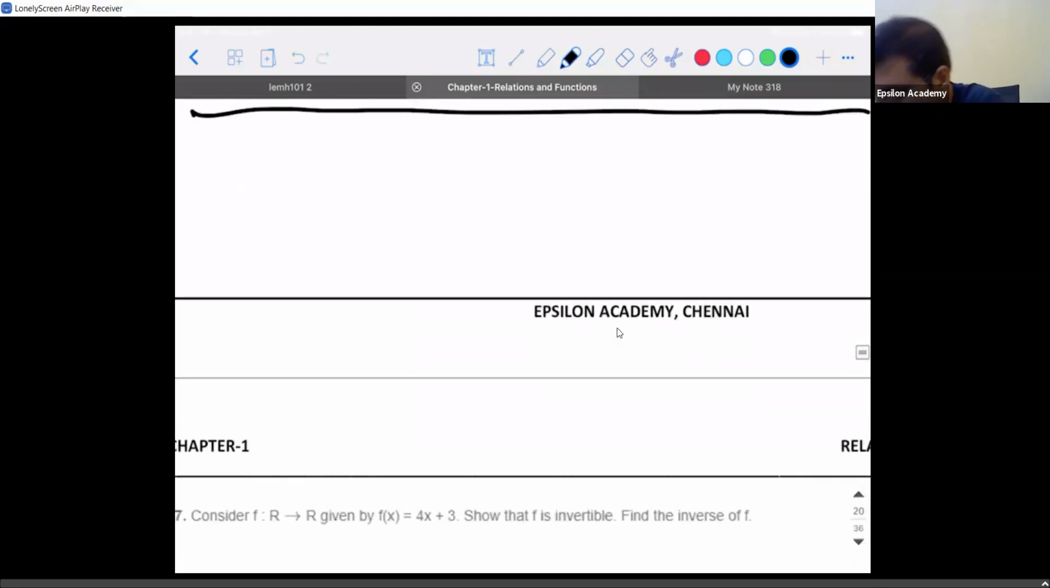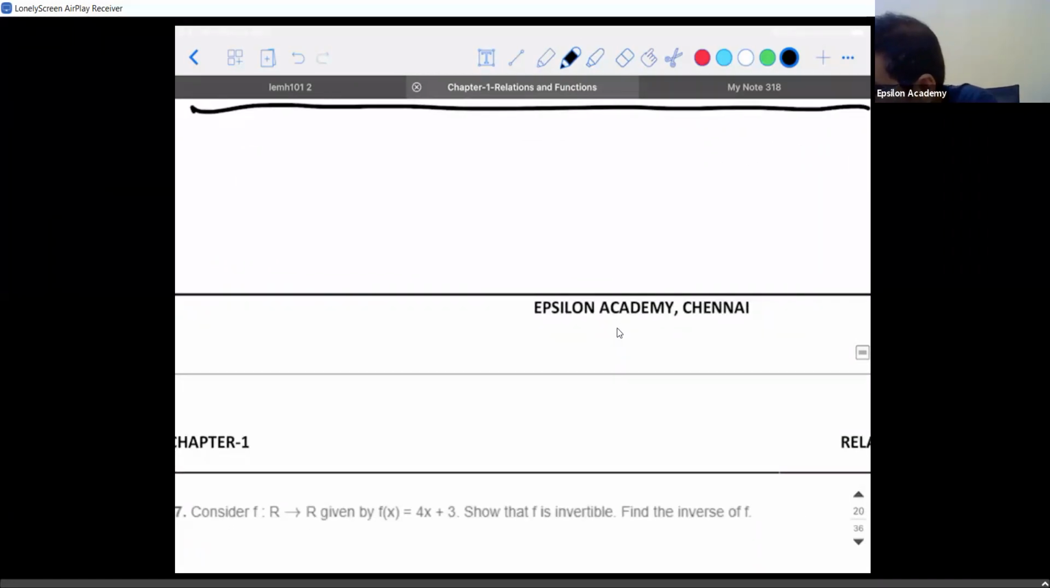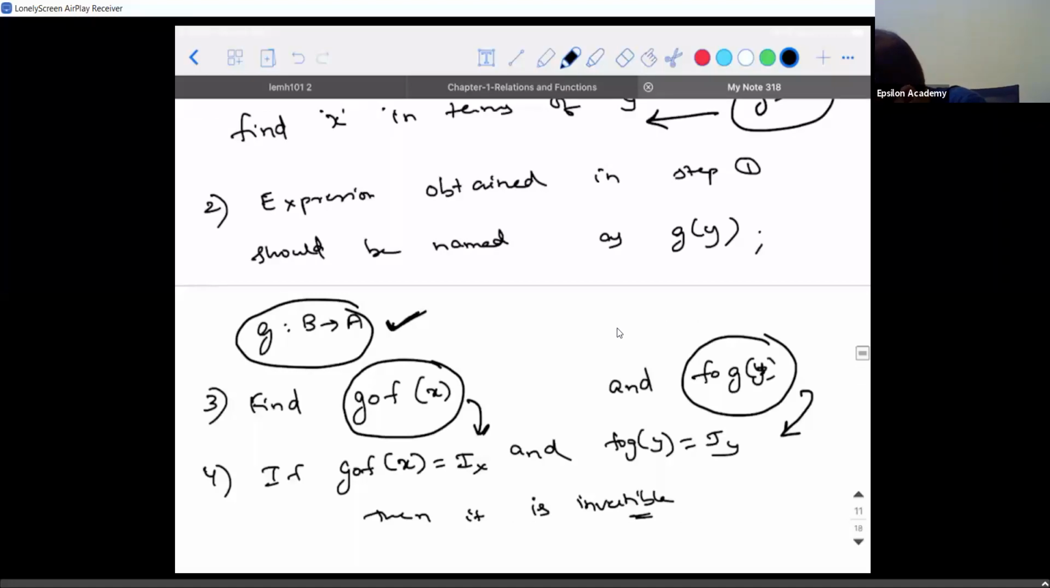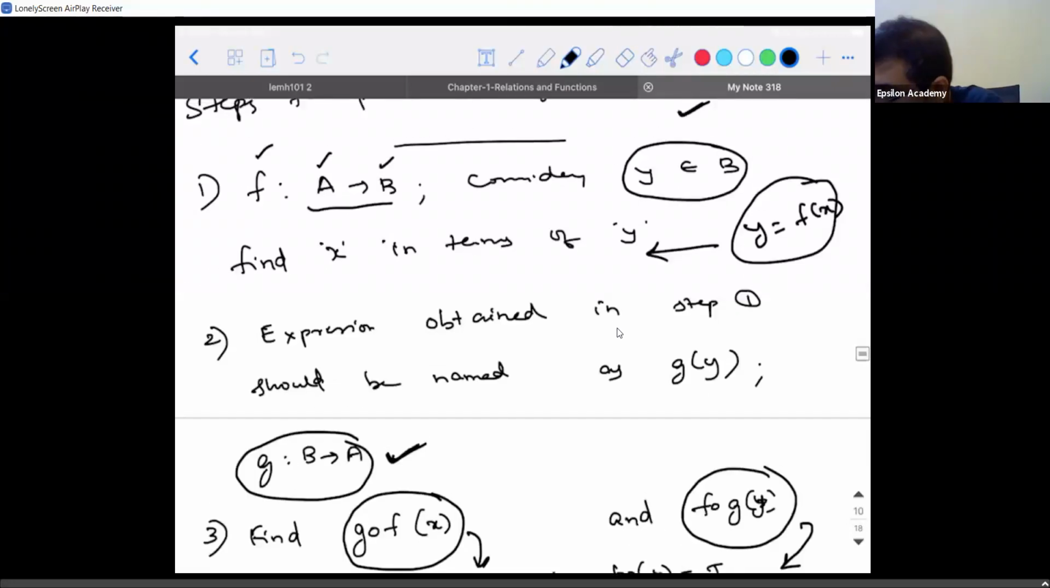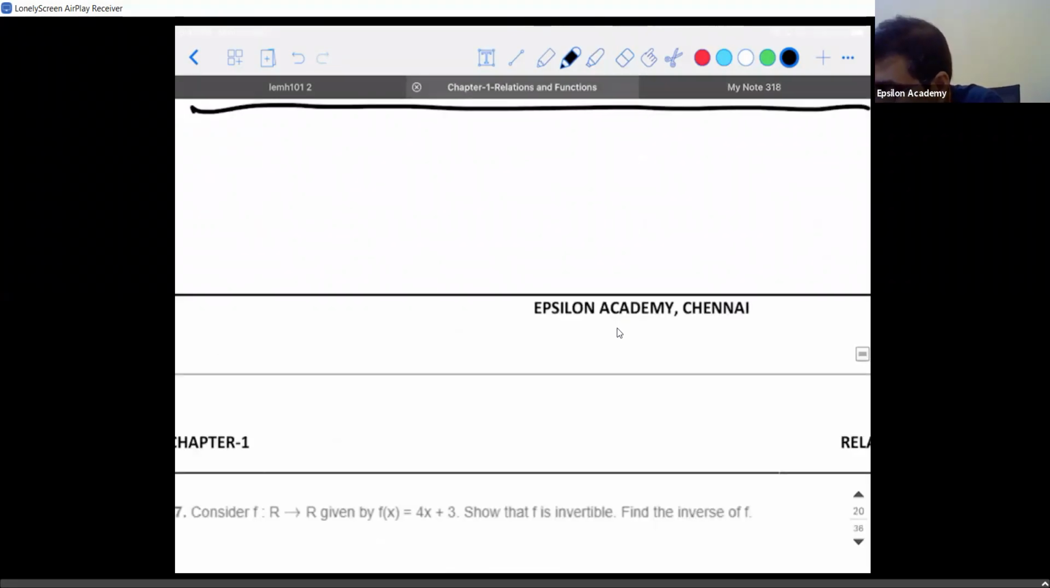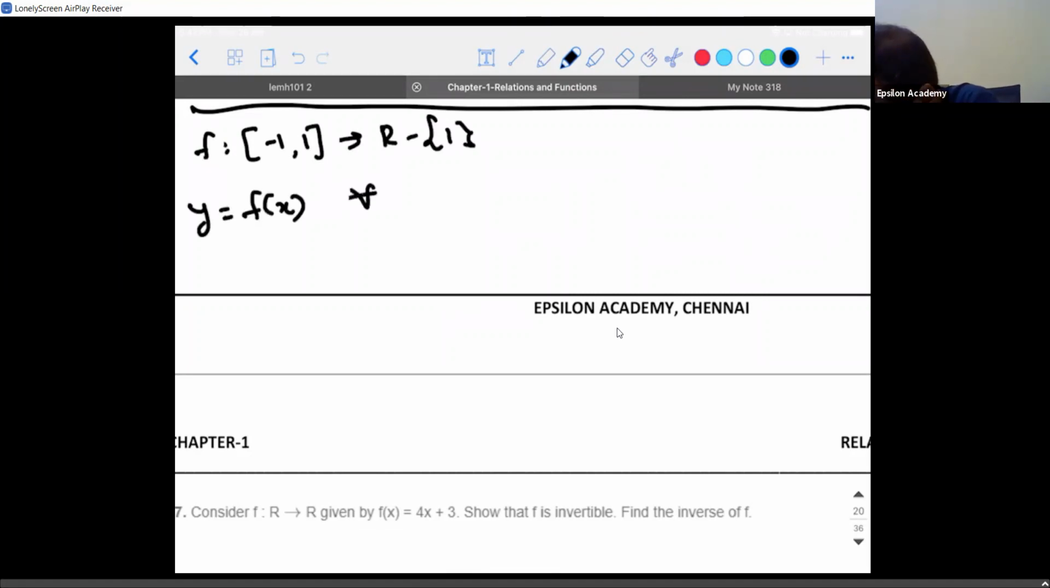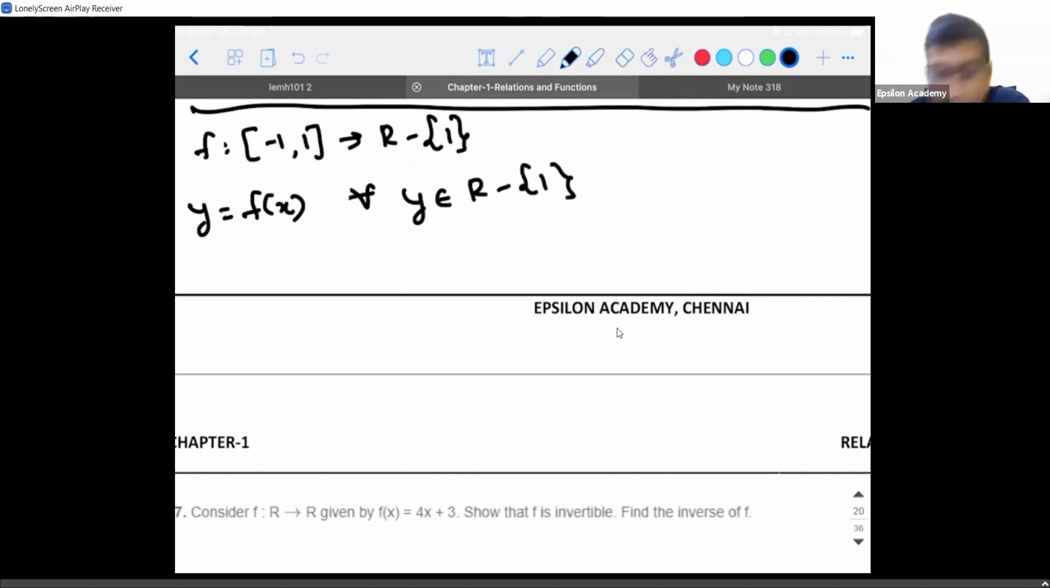Right. So for finding the inverse, I'm going back to these steps. First, I need to define the function from A to B. I will consider an element y that belongs to B. So f is mapped from where to where? R minus {-1} to R minus {1}. I will say y is equal to f of x, for all values of y that belong to real numbers except 1.